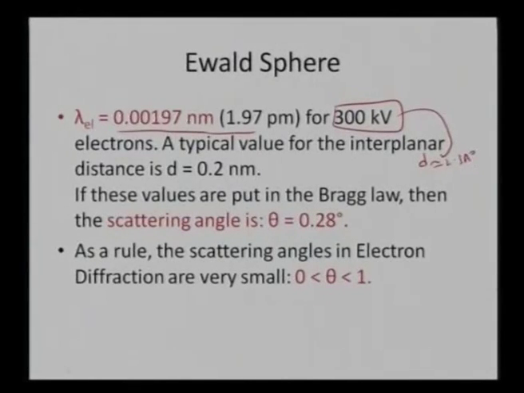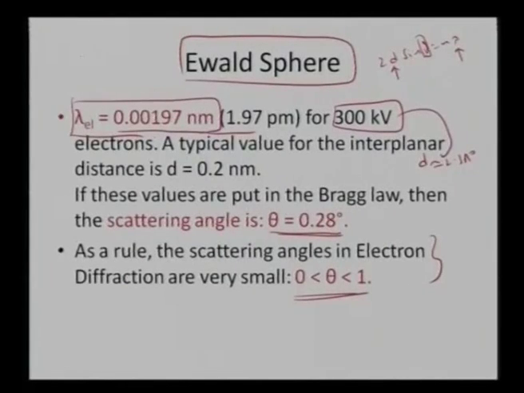If I put this value in Bragg's equation, 2d sin theta equals n lambda, my lambda is known, and d is also known, because d is approximately 2 to 3 angstroms. And I can see that the theta value comes out to be 0.28 degrees only. So, as a rule, the scattering angles in electron diffraction are very, very small. They vary between 0 and 1 degree.